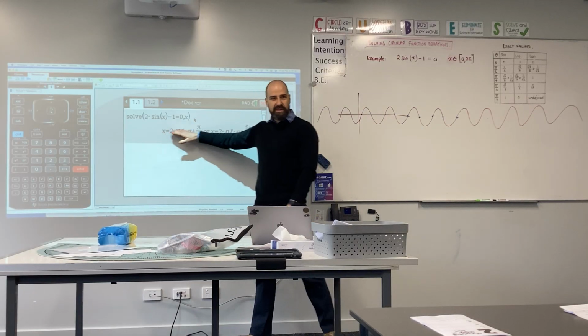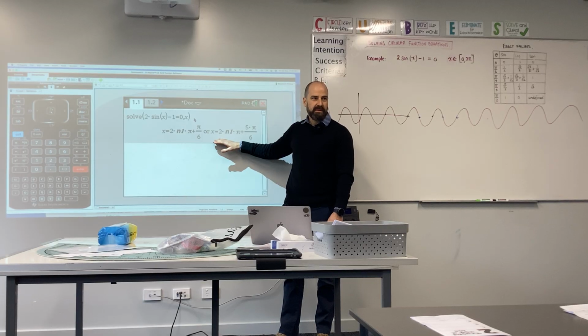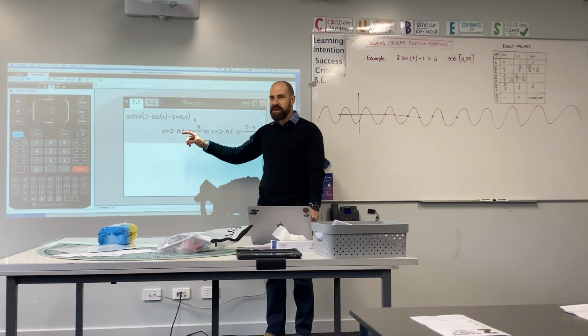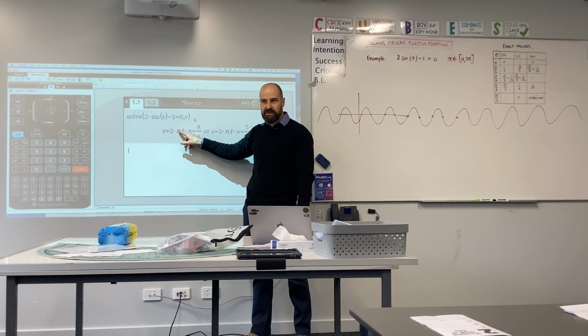So this is the calculator's way of telling me what every one of the solutions are. And all I have to do to find out what every one of the solutions are is change what this n1 is. So if I make n1 equal 0, I'll get one solution. Make it equal 1, I'll get another solution. Make it equal 2, I'll get another solution. Make it equal 3, I get another solution. Get the idea?